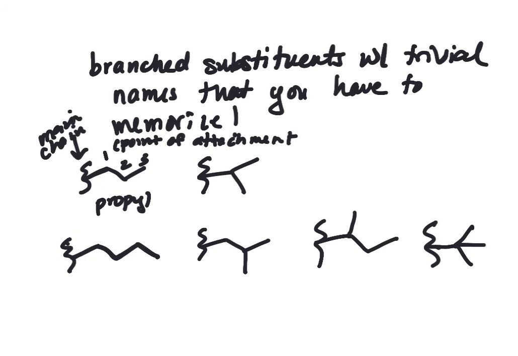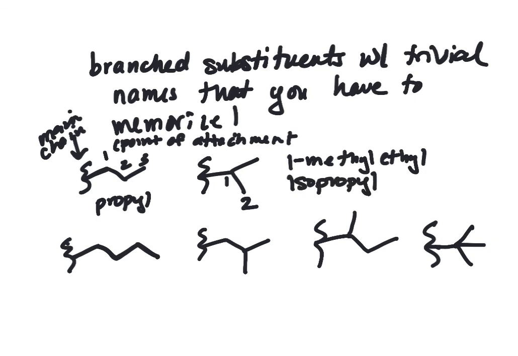In the second structure, where we also have 3 carbons, you can see that the point of attachment is carbon 1 and then carbon 2, right? That's your longest continuous chain. So there is 1 methyl group, and we've encountered this before. This would be the 1-methyl ethyl. The trivial name for this would be isopropyl. And you will see this ingrained in the vernacular of organic chemistry.